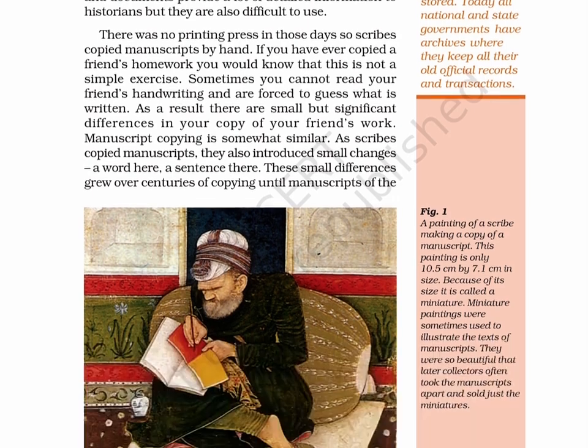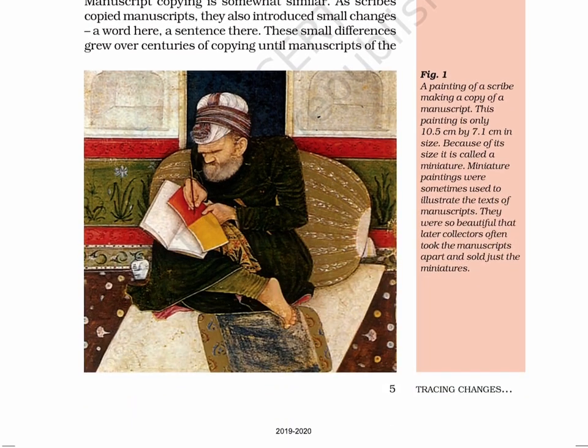On the bottom of this page, a picture is shown. Figure 1. A painting of a scribe making a copy of a manuscript. This painting is only 10.5 centimeters by 7.1 centimeters in size. It is called a miniature. Miniature paintings were sometimes used to illustrate the texts of manuscripts. They were so beautiful that later collectors often took the manuscripts apart and sold just the miniatures.